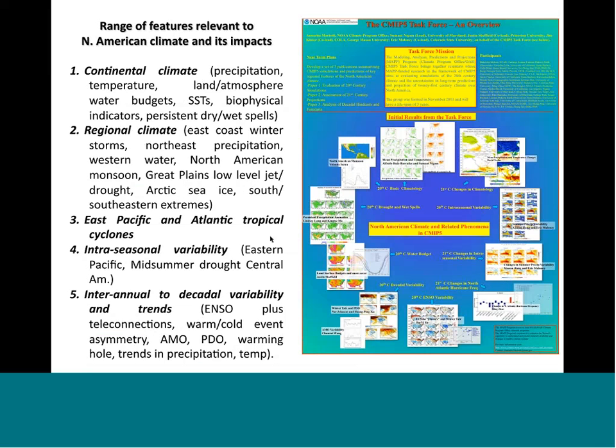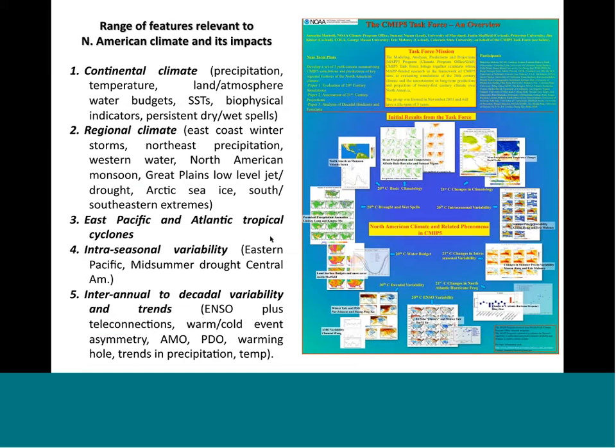We looked at some regional climate features. There was a whole list of different features there, from the North American monsoon through to Arctic sea ice to extremes in precipitation and temperature in various regions. Number 3, East Pacific and Atlantic tropical cyclones gets its own little group.